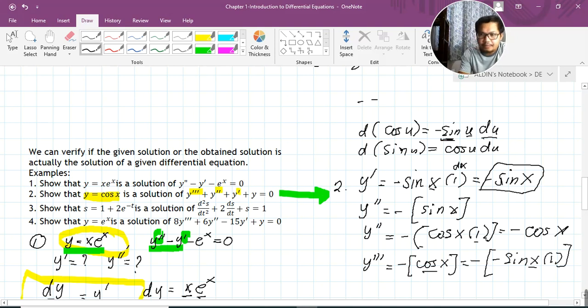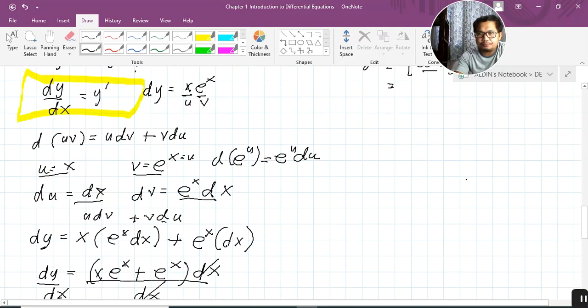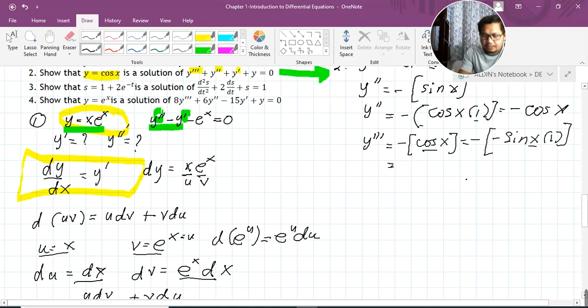Yan. Para masanay kayong magamit yung dx or yung du. Kasi pag may value na yan, mas magagamit nyo yan pag may value na. So, let us simplify the third derivative. Okay. So, simplifying yung sagot sa third derivative. So, this is now equals to, ito yon. So, negative times negative will be positive sine of x. Ayan, meron ka nang hanggang third derivative.